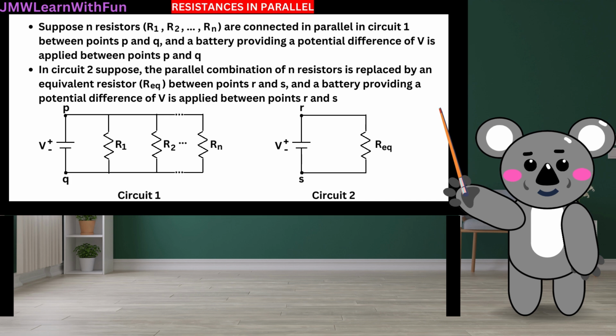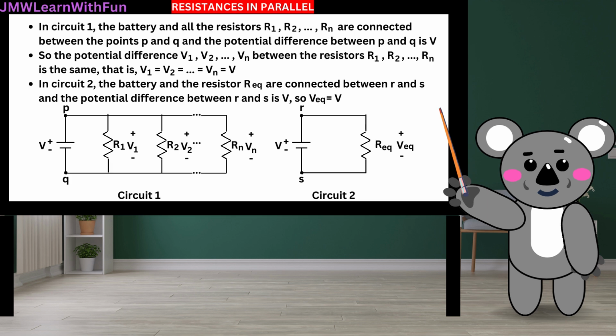The figure shows, in circuit 1, a battery of V volts is connected between points P and Q. Also resistors R1, R2, and so on till Rn are connected between P and Q. In circuit 2, a battery of V volts is connected between points R and S, and a resistor Req is connected between R and S.